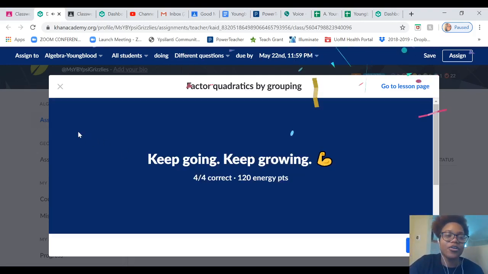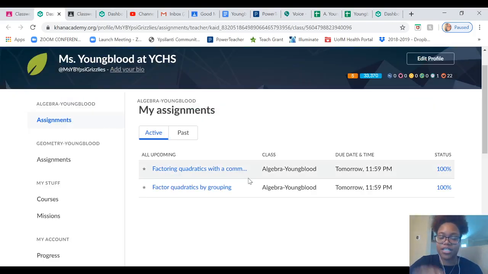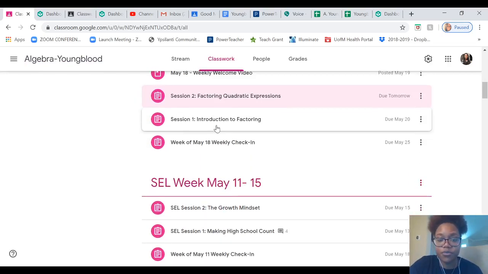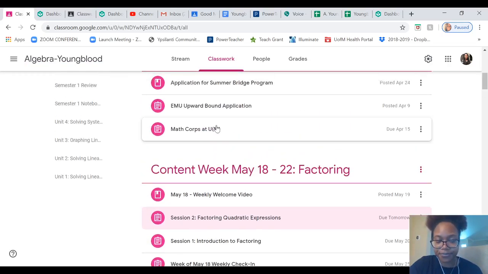Yay! All done. Okay. So those are your 2 problem sets for session 2 for algebra this week. Again, these will be posted here, or you can look on YouTube if you want to find them a little bit faster.